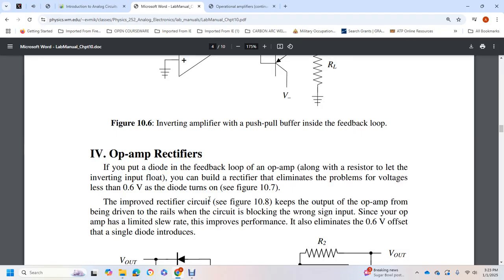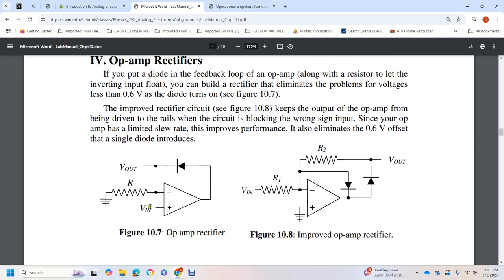See figure 10.7. The improved rectifier circuit in figure 10.8 keeps the output of the op amp from being driven to the rail, with the circuit blocking the wrong signal input, given the op amp's limited slew rate. This improves performance and eliminates the 0.6 volt offset from the single diode introduced. Figure 10.8 shows the operational op amp rectifier. We've now introduced a diode. Improved op amp rectifier.